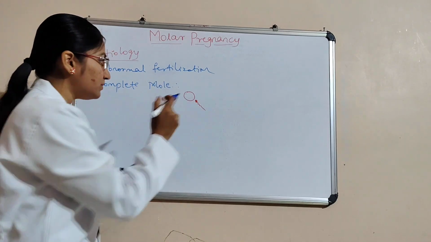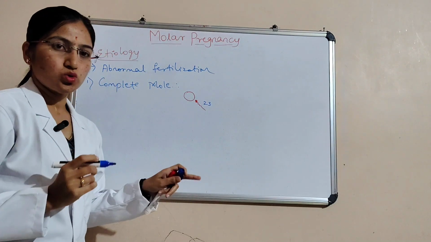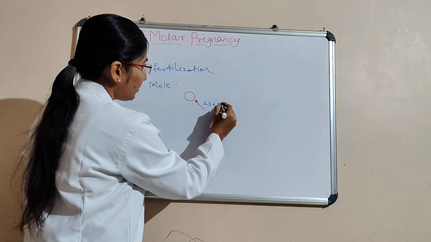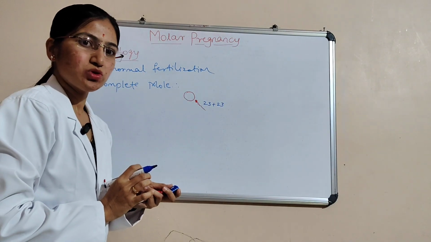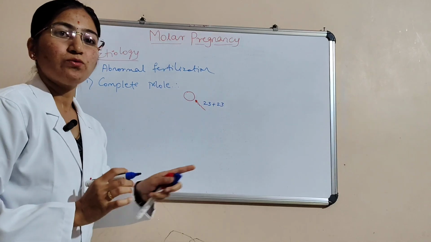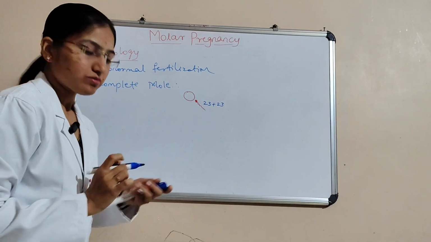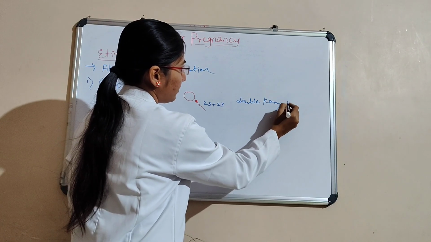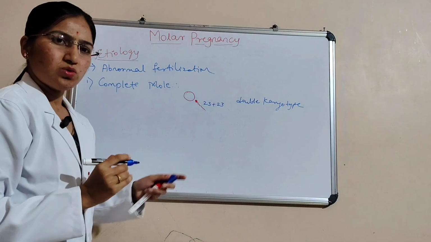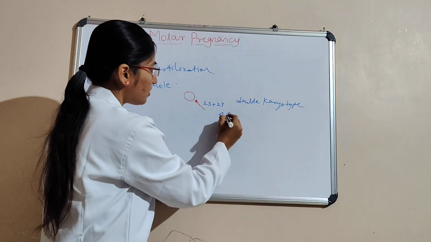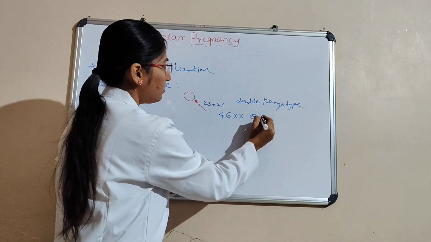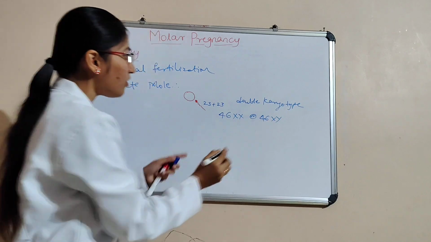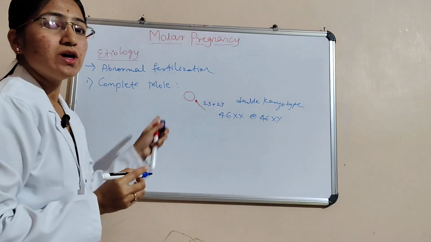The sperm has 23 chromosomes, and then it is going to get doubled. Doubled means again 23 chromosomes. And then it is going to form a diploid karyotype. What happens? 23 plus 23, 46XX or 46XY takes place. This is in the case of complete mole.